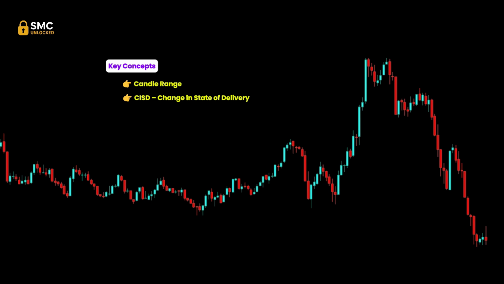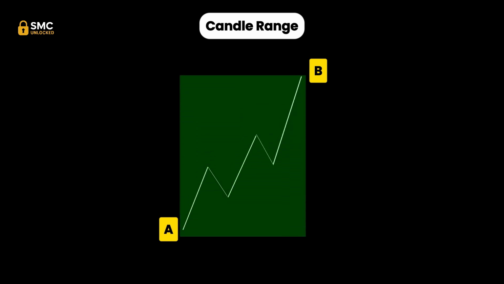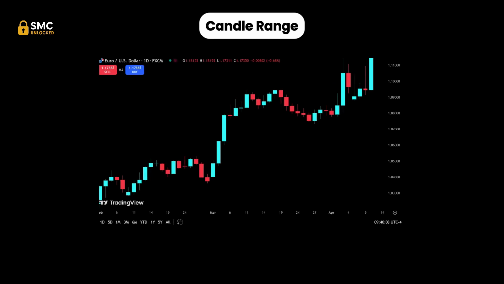So let's start with the basics. What exactly is a candle range? Imagine this. We have point A and point B on our chart. The distance between these 2 points is what we call the range. Now, how does this look on a real chart? Here's the euro to US dollar chart on TradingView. From this point to this point, the distance is our range.